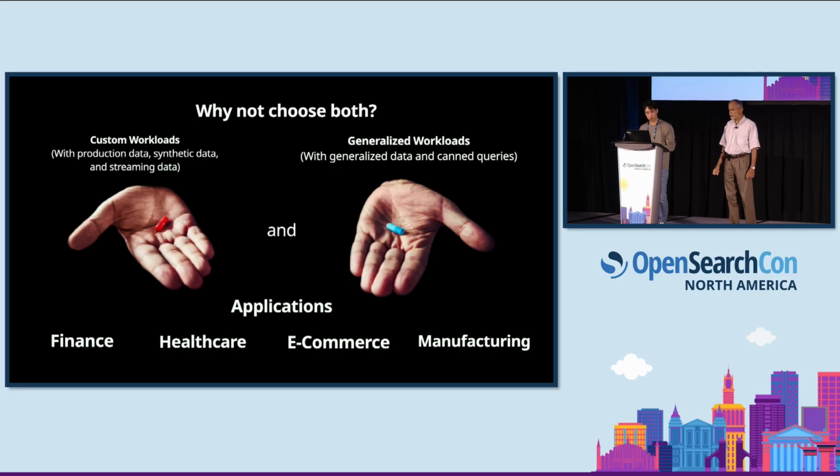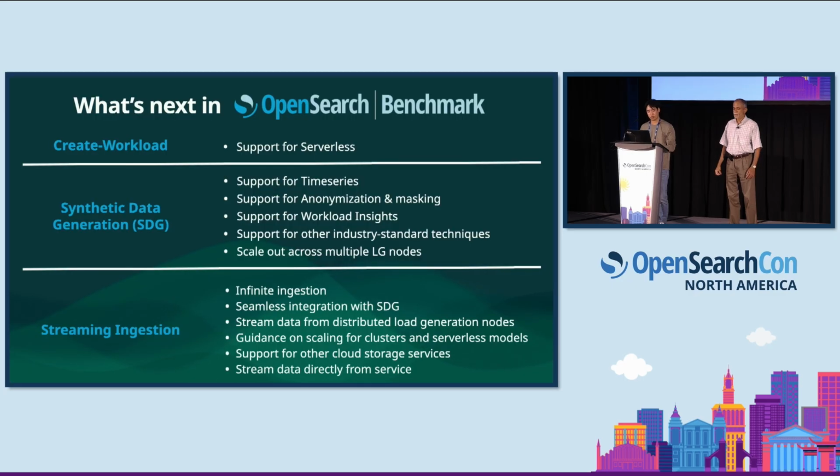Applications for synthetic document generation and streaming ingestion are pretty vast. Here are just a few examples. Ian chose finance as one of them, but it's anything under the sun: finance, healthcare, e-commerce, manufacturing, and so on and so forth. So what's new in OpenSearch Benchmark?